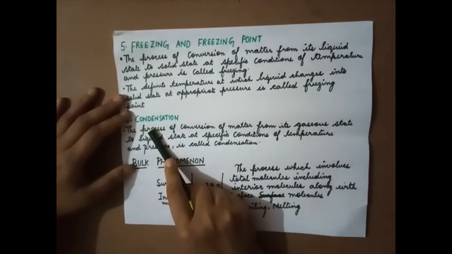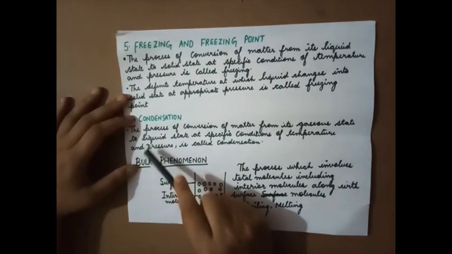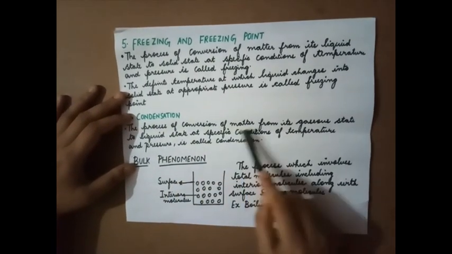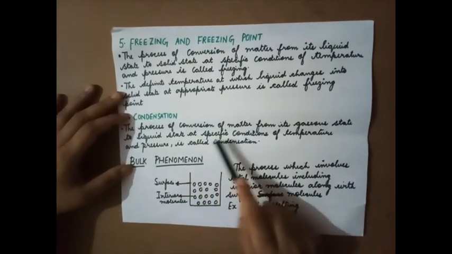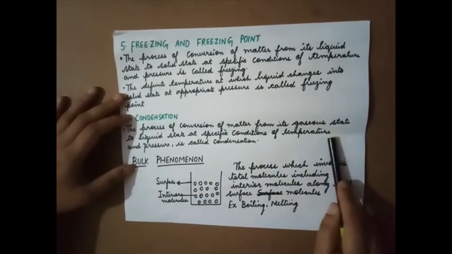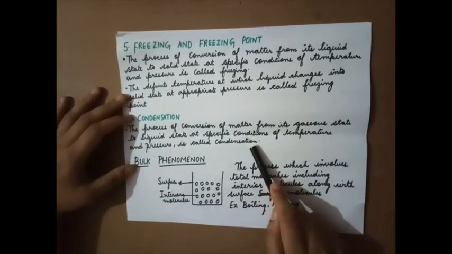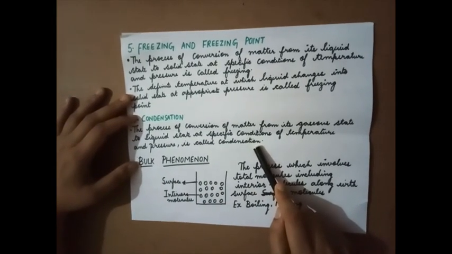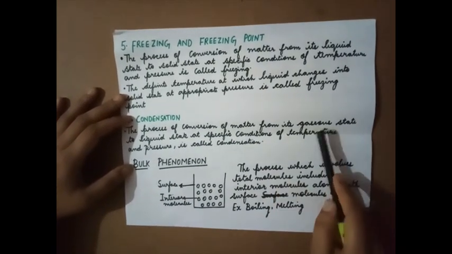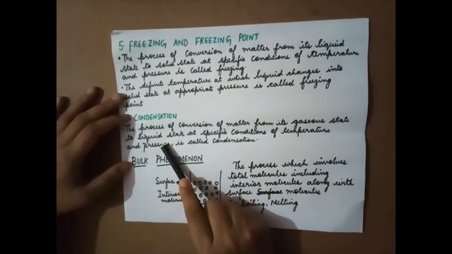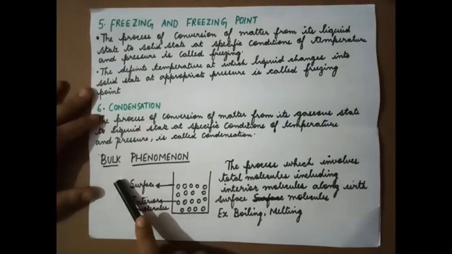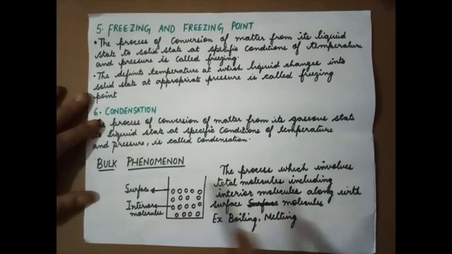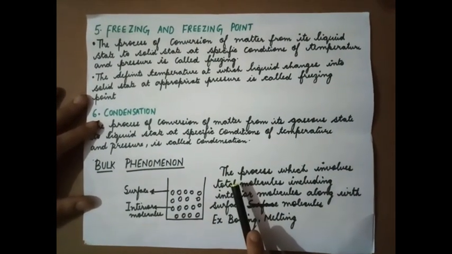Next, moving on to condensation. Here the process of conversion of matter from its gaseous state to liquid state at specific conditions of temperature and pressure is called condensation. In condensation, we see a gaseous state is getting converted to the liquid state. Next, we will move on to bulk phenomenon. What exactly is this bulk phenomenon?